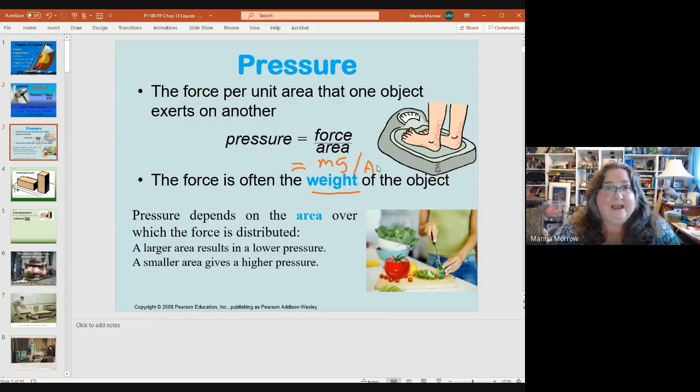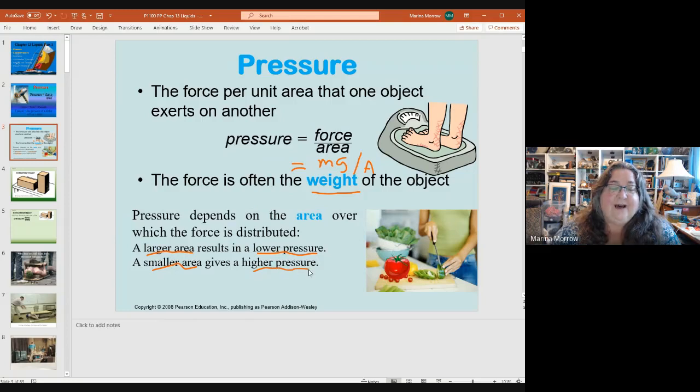Now, the area again matters. If the area is large, then that is a lower pressure. And so this is one reason that you often distribute pressure. So if you're on ice and the ice starts to crack or something, it's good to get down maybe on your hands and knees, or if you're trying to rescue someone, they send out a ladder to distribute your weight over the ice. But a small area gives a higher pressure.